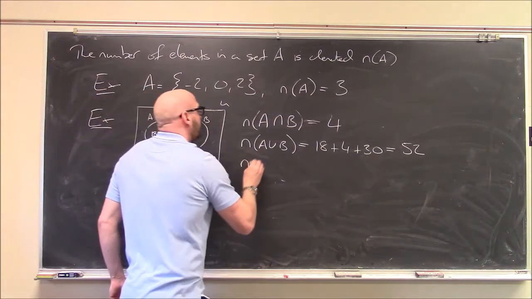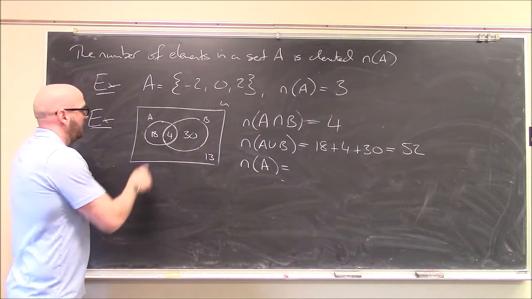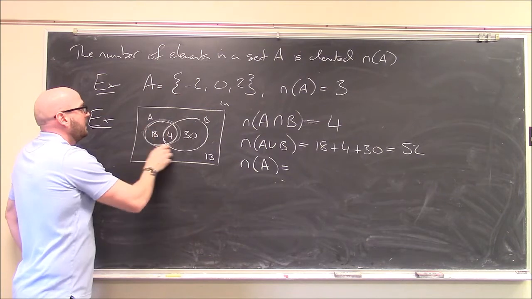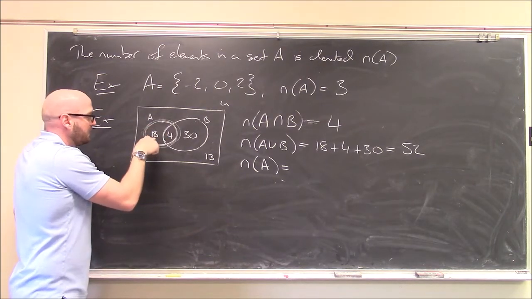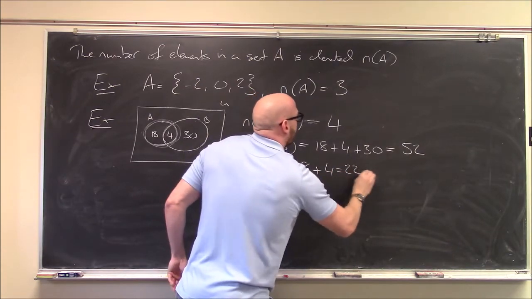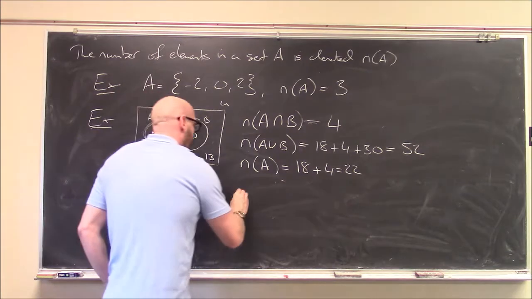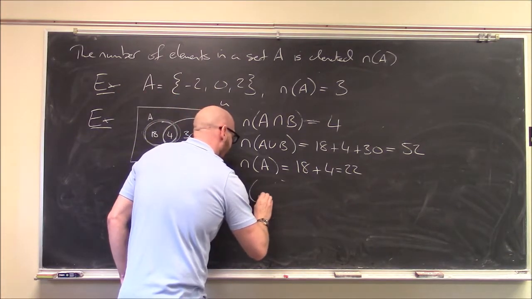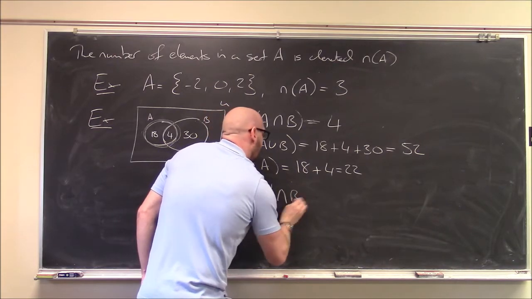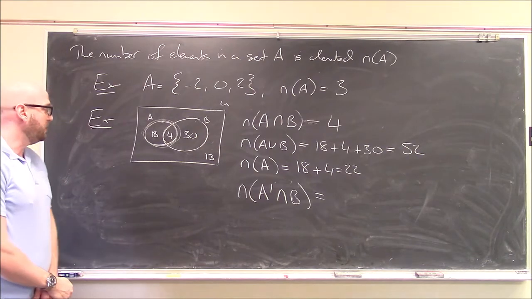How about I want just the elements in A? Well, I've got 18 elements here, and then I've got 4 more in the intersect region. So in A, just in general, I've got 18 plus 4, which is 22 elements. How about the number of elements in not A intersect B? So A complement intersect B.